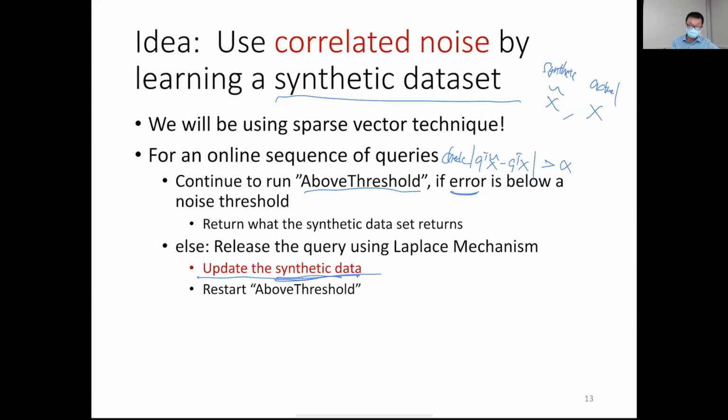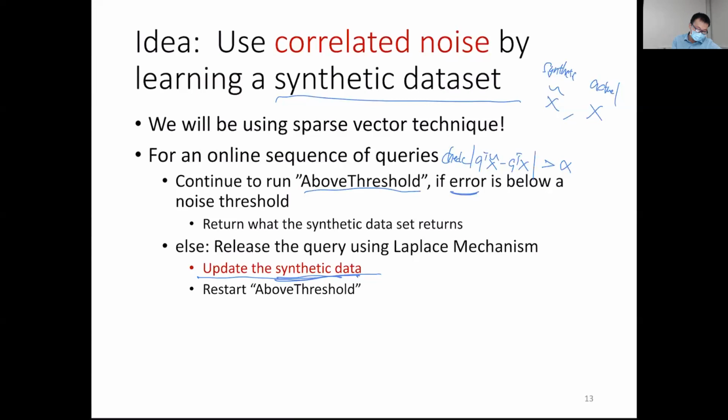a synthetic data set that I learned on the fly, and this synthetic data set depends on the previously released queries. So think about them as the training data for this synthetic data set. And once I get the synthetic data set, my output that's coming from the synthetic data set will be correlated with the noise that got added to previous queries. So in some sense, this allows the method to generalize to future queries using the answers to those queries that we've seen so far.